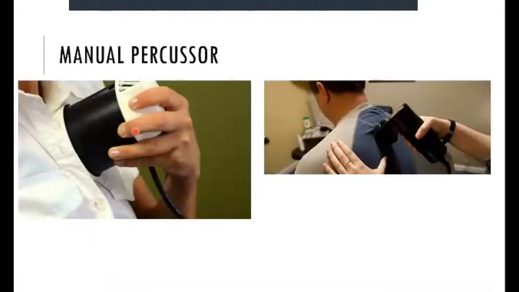Manual percussor. This is that one I told you about, like a jackhammer. Plug it up and it goes like that. You can hold that if you don't want to use your hands. You can use the manual percussor. Some of them are electrically powered. Some of them are pneumatically powered. The ones we have in the hospitals that you see the most are pneumatically powered ones. They hook up to the air.